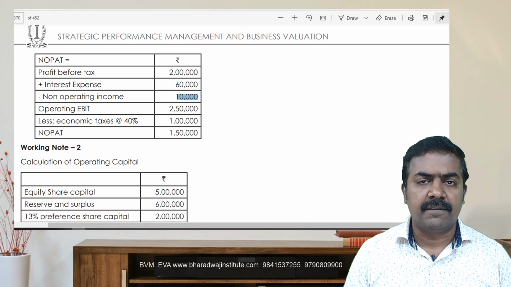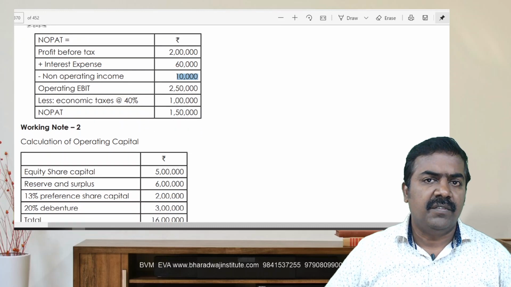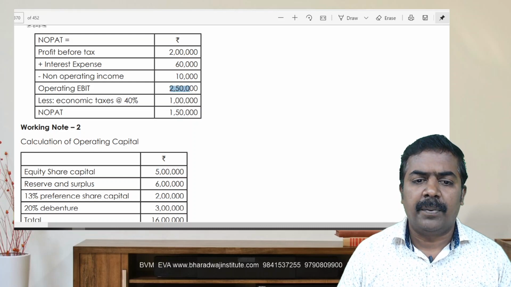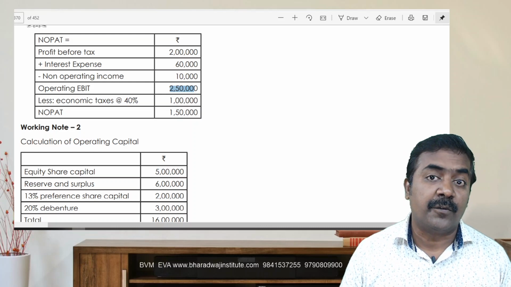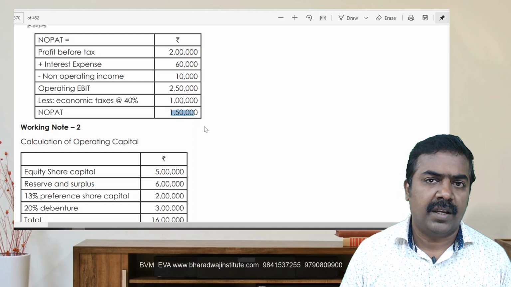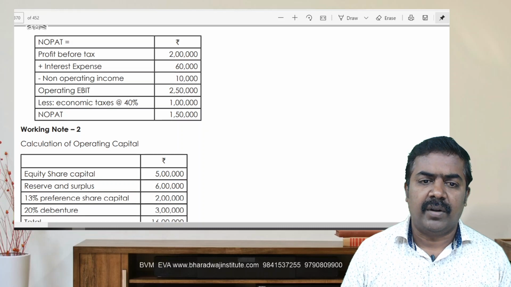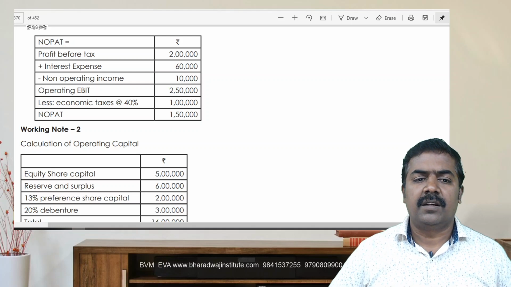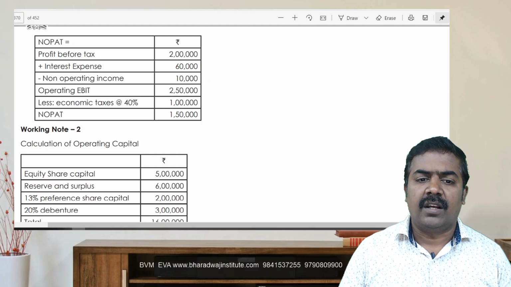And eliminate non-operating income. I told you in the introduction itself, non-operating incomes are not to be considered for EVA purpose. So eliminate non-operating income, we get operating EBIT. This is called net operating profit before taxes. Minus tax will give us net operating profit after taxes, NOPAT. Profit before tax, add back interest, minus non-operating income, we get EBIT, minus taxes, you get NOPAT. So then how to find out capital?